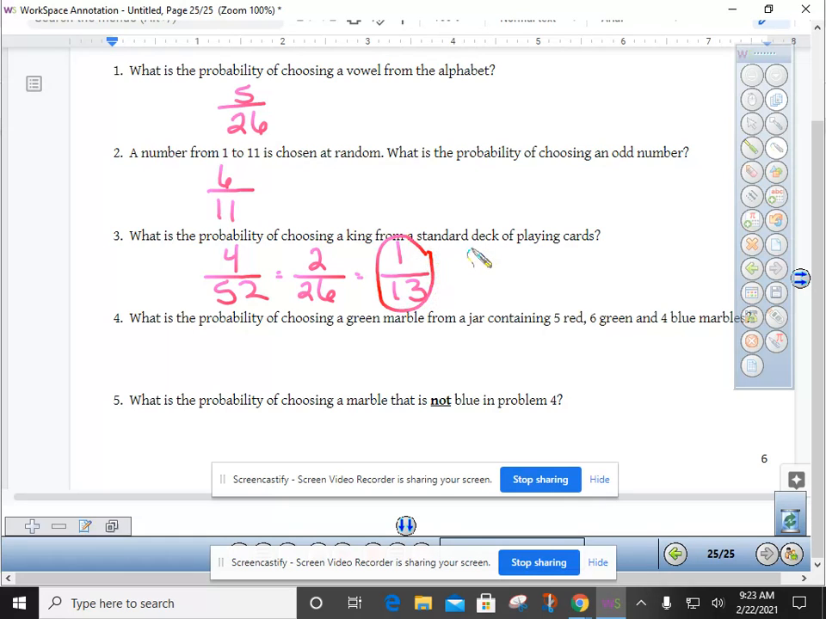Number 4. What is the probability of choosing a green marble from a jar containing 5 red, 6 green, and 4 blue marbles? How many total are there? 15. How many of them are green? 6. Is that lowest form? Yes. No, you can divide by 3.